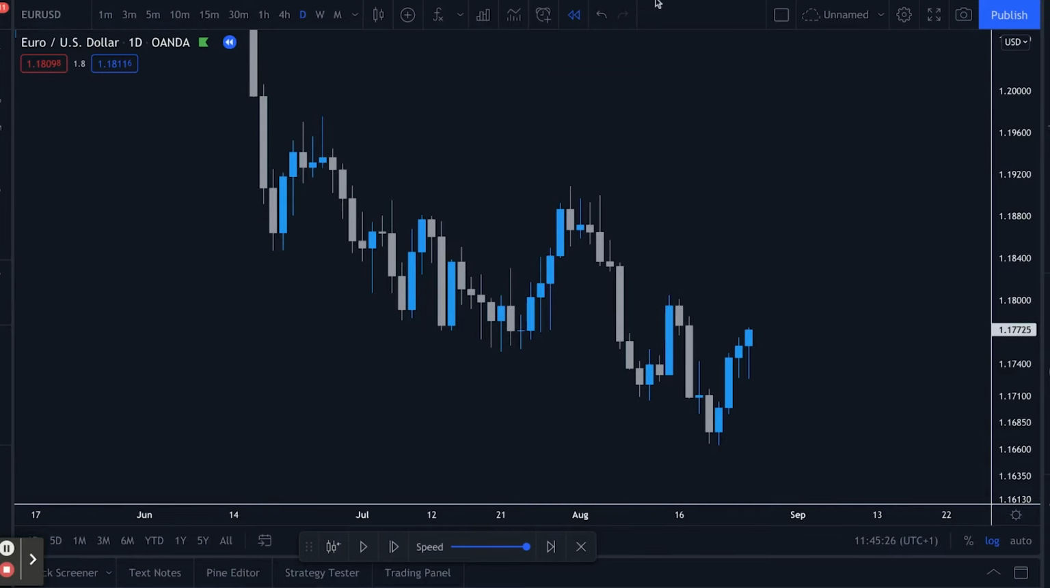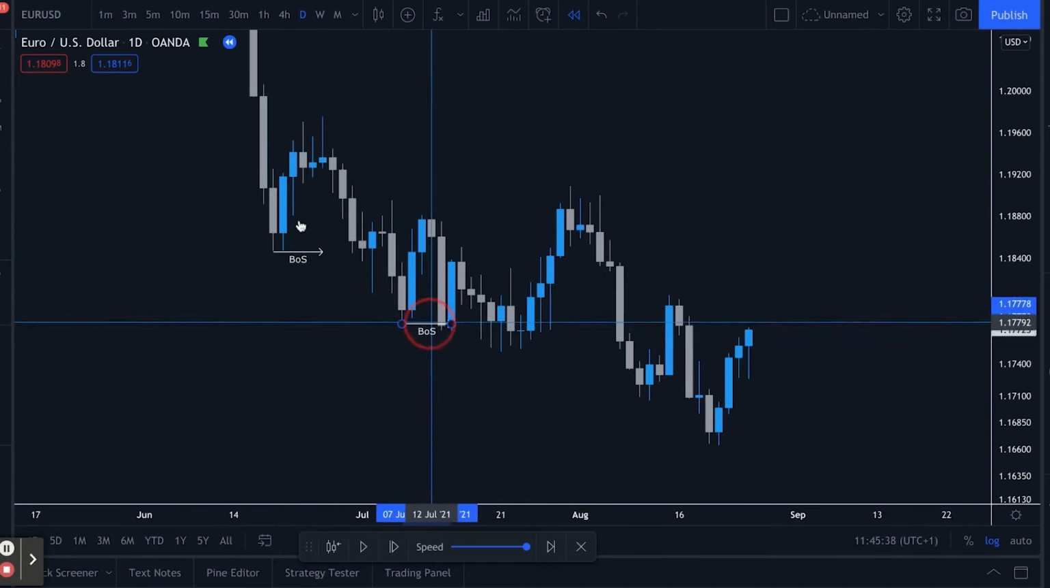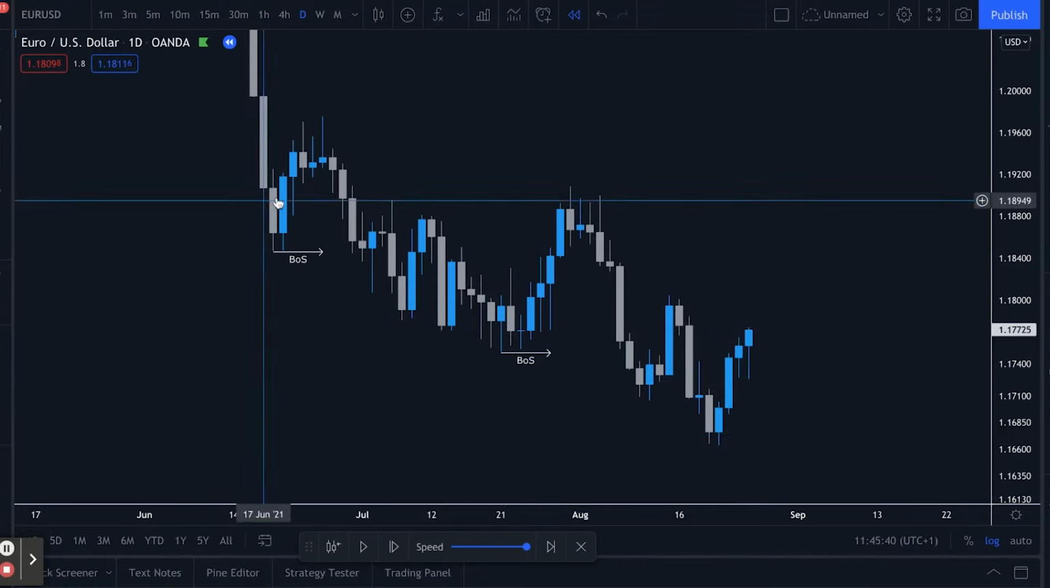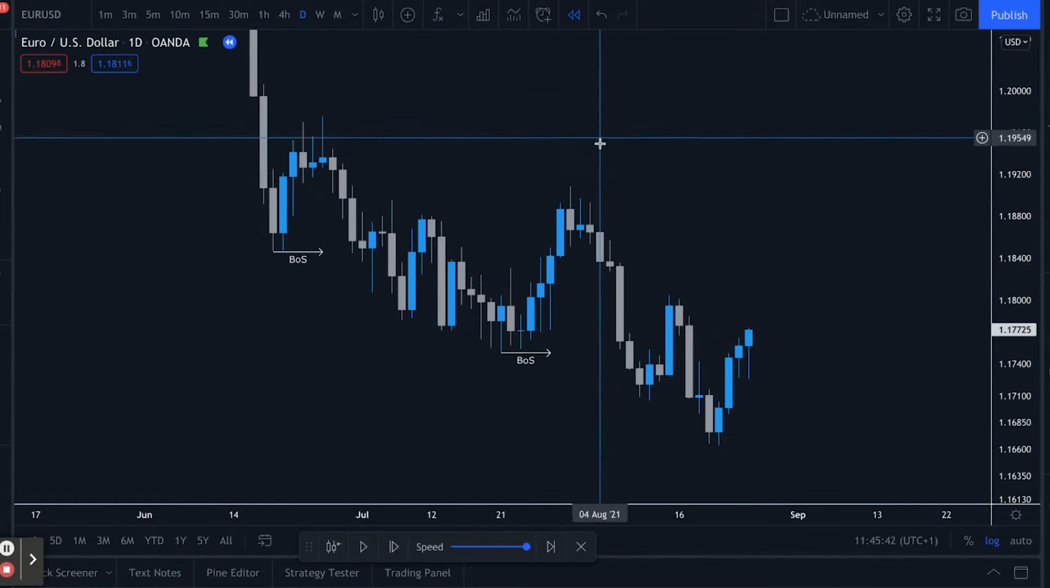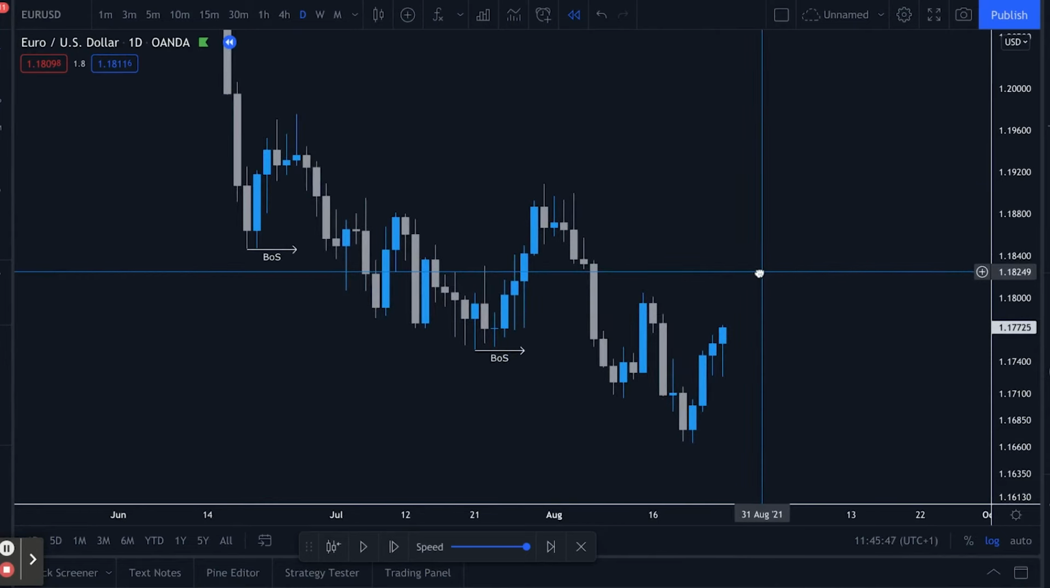Now, if we look at Euro USD then, from this point back in mid-June, we can see that the market's actually been in a downtrend. Now, we can see the structure by actually marking out the breaks of structure. If we look here, we can clearly see we have multiple bearish breaks of structure, lower lows and lower highs continually forming in this market. Now, this actually tells us that the market is bearish and therefore we may be looking for sells.